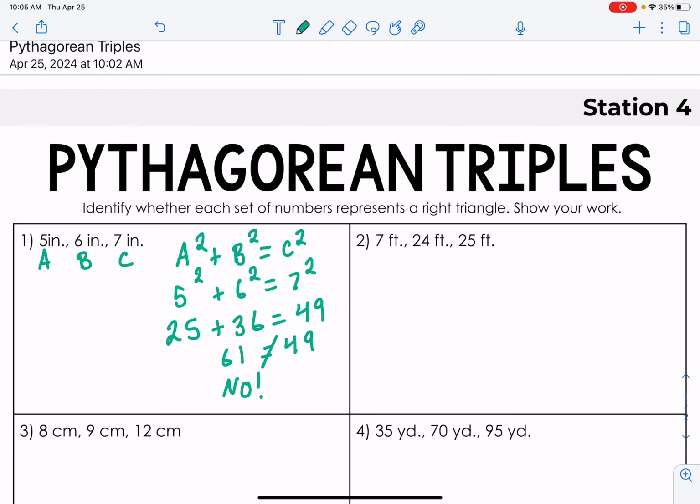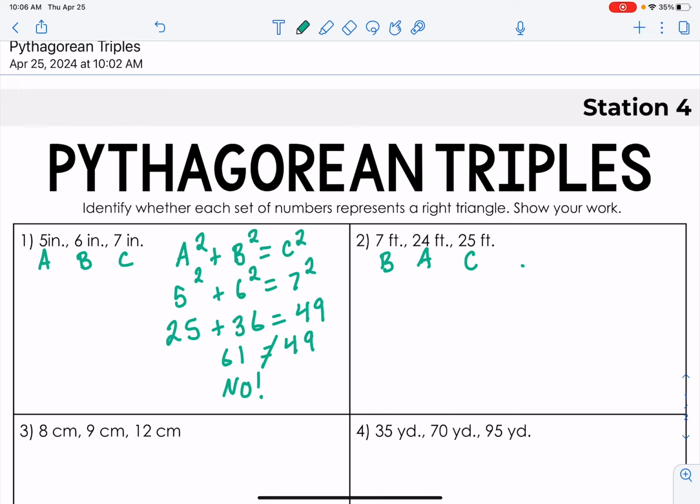Let's look at number 2. Number 2 gives us the numbers 7, 24, and 25. Our largest number is always our C value, so I'm going to write a C under 25. And then it does not matter if I put 7 as B or 24 as B. Like, I can switch this. So I'm going to switch them to show you I can do that, and not always just write A, B, and C in order, because they might not give it to you in order every time. Okay, so I am going to then substitute in my values to my equation.